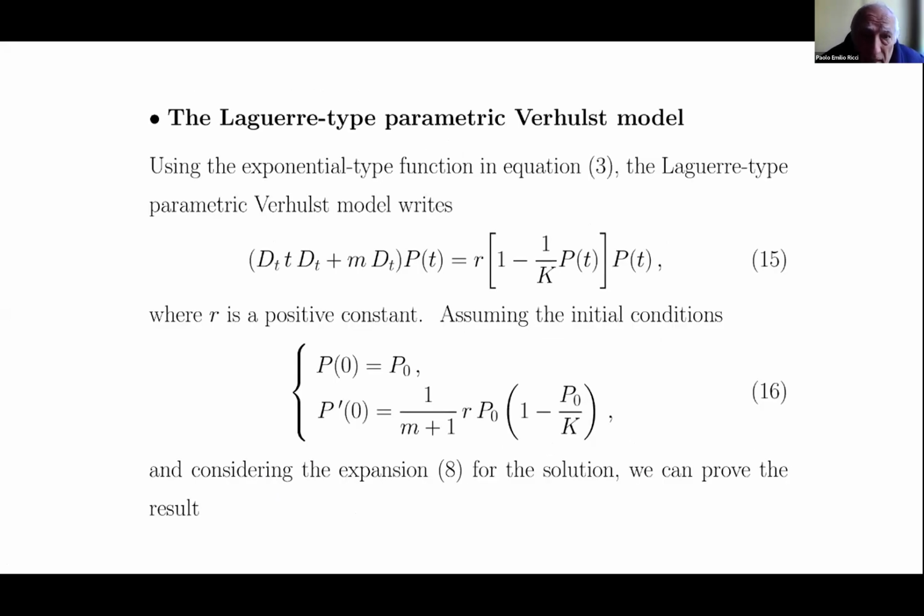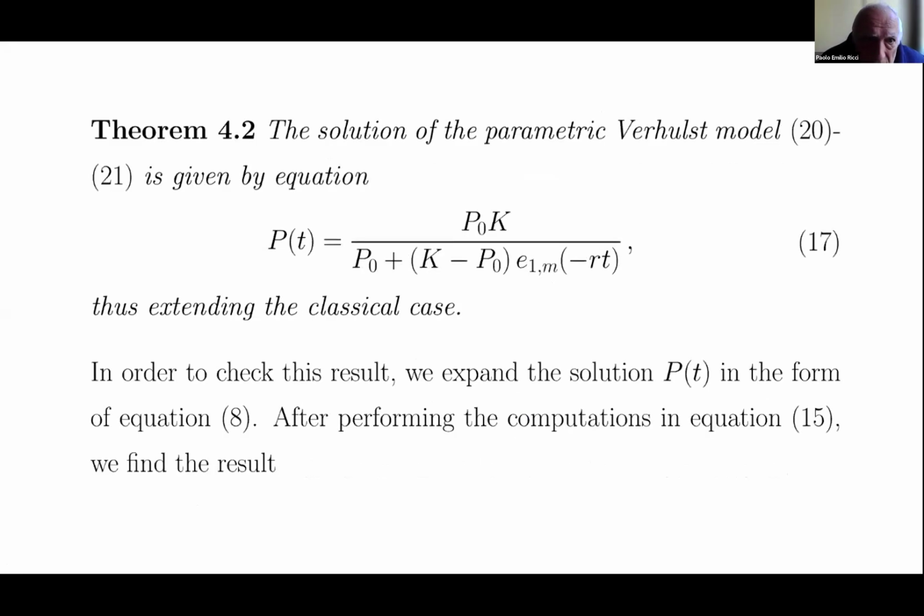In this case, we have the Laguerre-type parametric Verhulst model, in which instead of the Laguerre derivative, you use this operator, and the situation is similar. The only problem is that you have to assume this different initial condition, P of 0 equals P sub 0, and the derivative is 1 over m plus 1 r times P0, 1 minus P0 over k. And you recall when m equals 0, you return to the preceding case, the Laguerre-type, not parametric, Verhulst model.